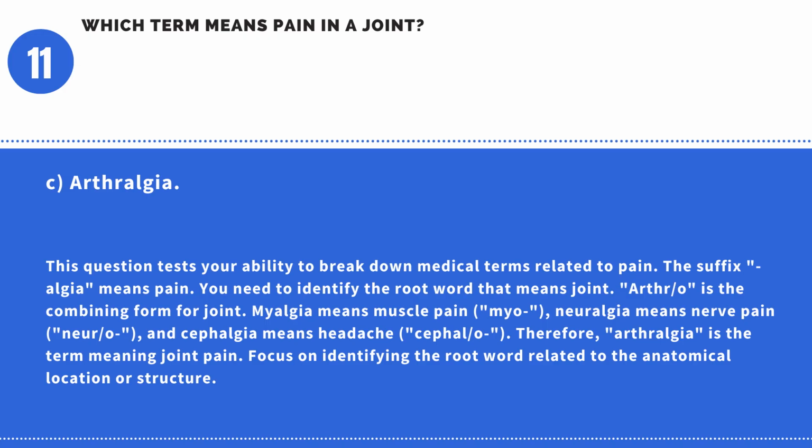Myalgia means muscle pain, neuralgia means nerve pain, neur/o-, and cephalgia means headache, cephal/o-. Therefore, arthralgia is the term meaning joint pain. Focus on identifying the root word related to the anatomical location or structure.